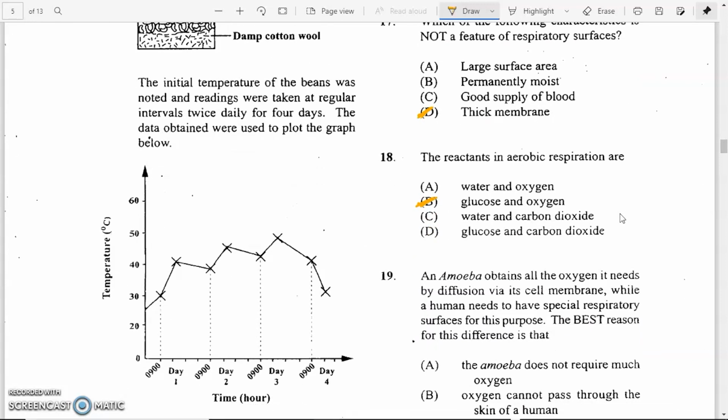Alright, number 18, the reactants in aerobic respiration would have to be glucose and oxygen. Glucose reacts with oxygen in the presence of enzymes in the mitochondrion to release carbon dioxide and water. Okay, good.